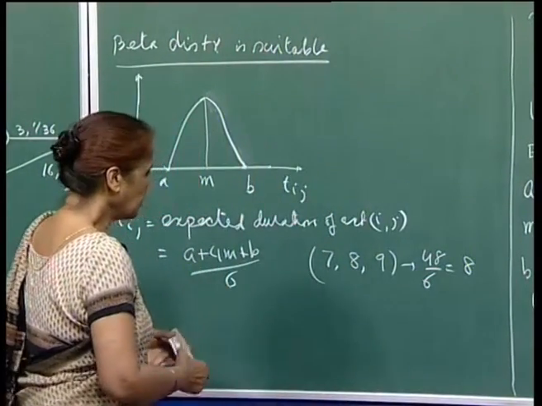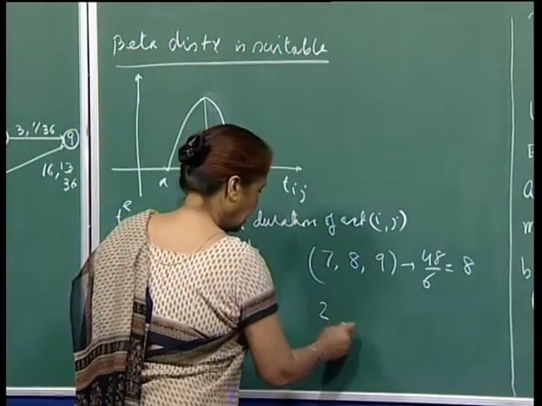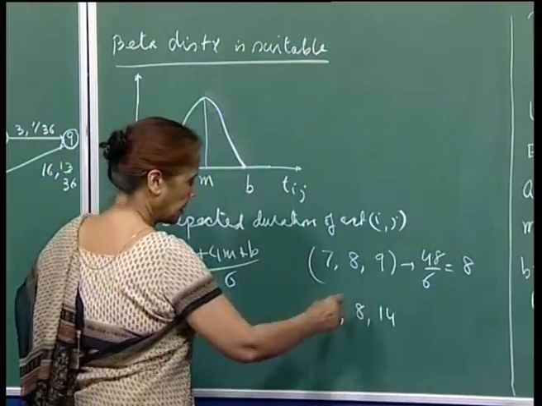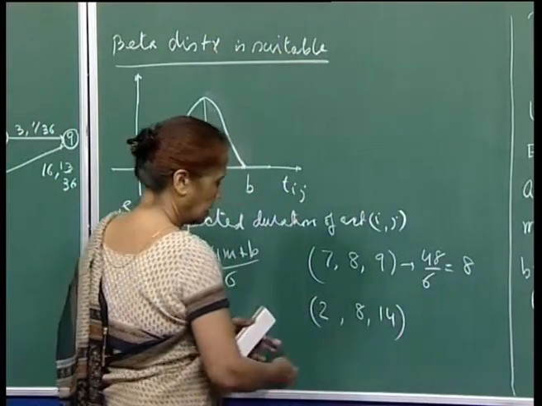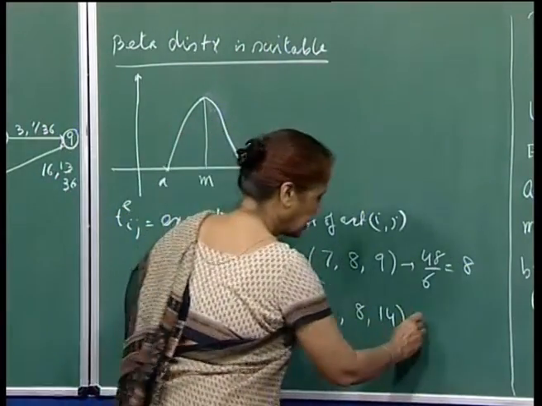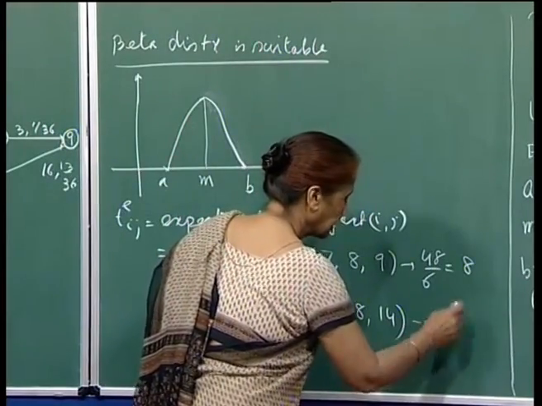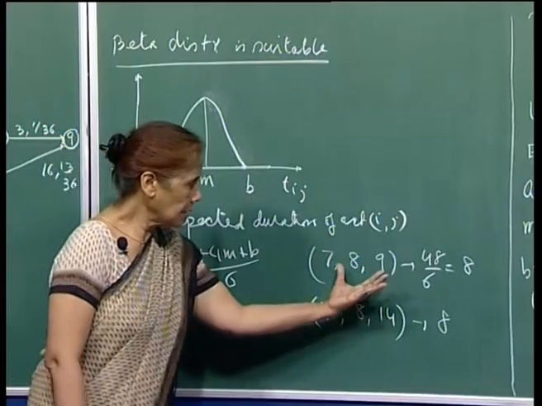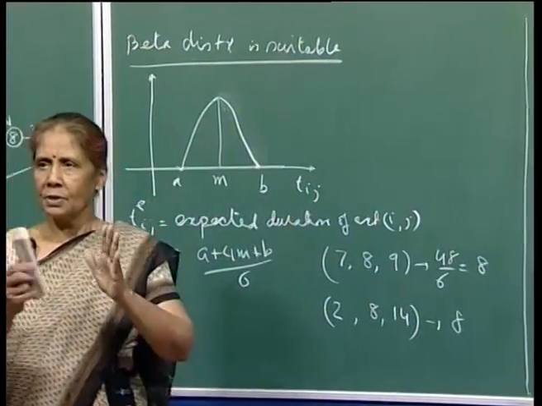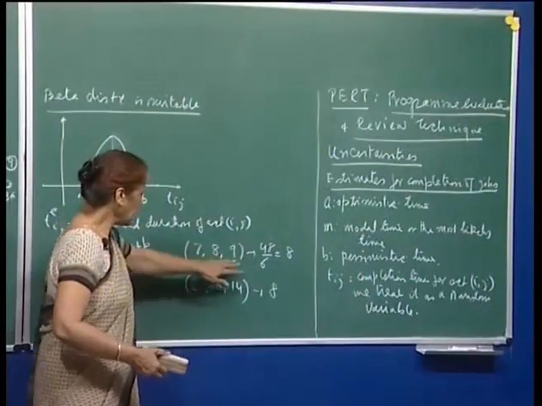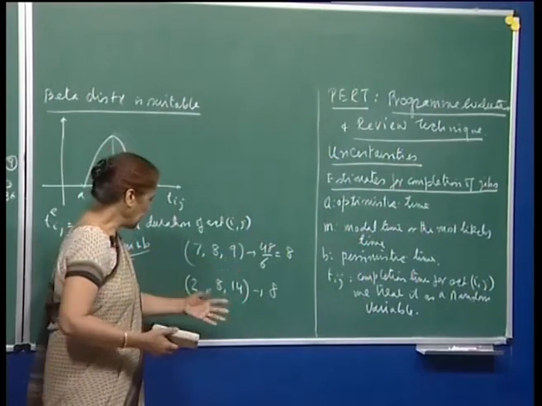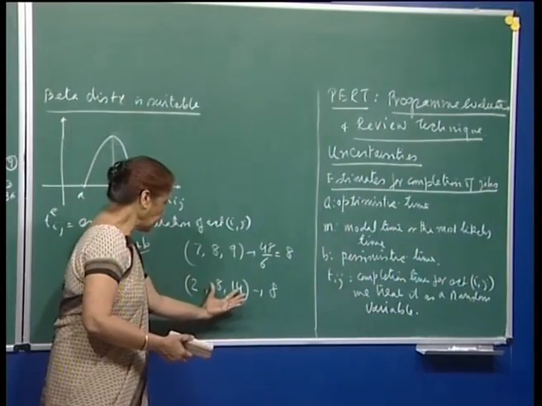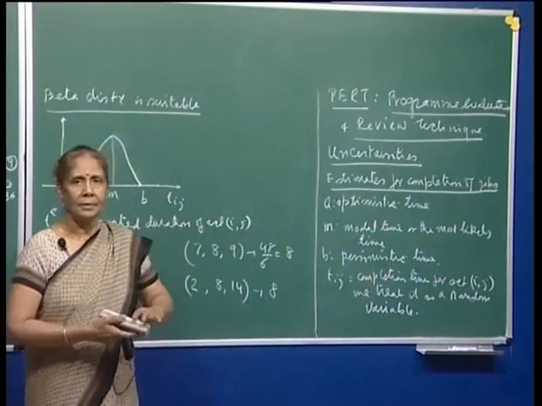But if you take the numbers, let us say 2, 8 and 14, and I can make the spread even bigger, I have just chosen this. So, this also has the expected duration as 8, but certainly you can say that here the time estimates for the activities are very close. 7, 8 and 9 differ by 1 day only, whereas here the range is from 2 to 14, that means a 12 day span.